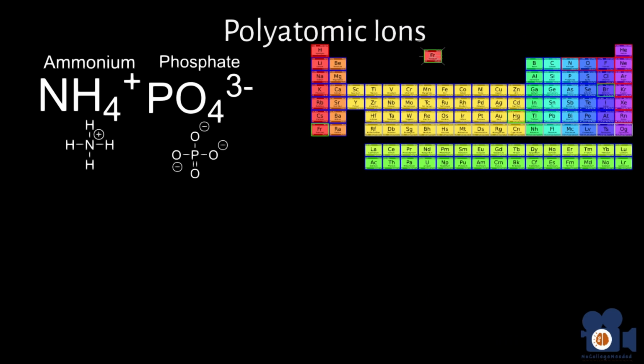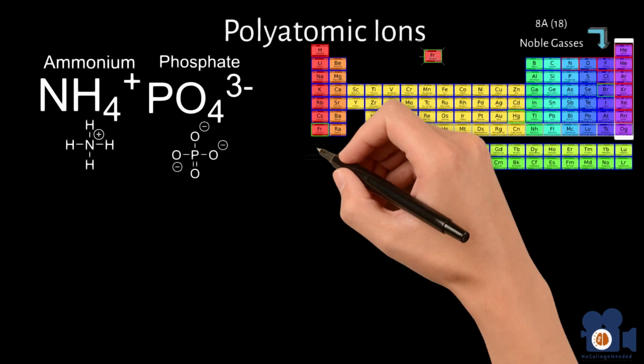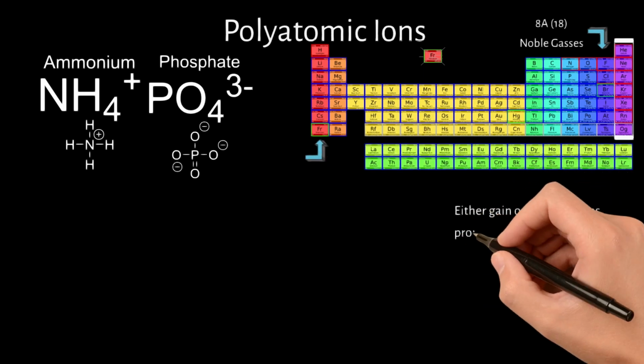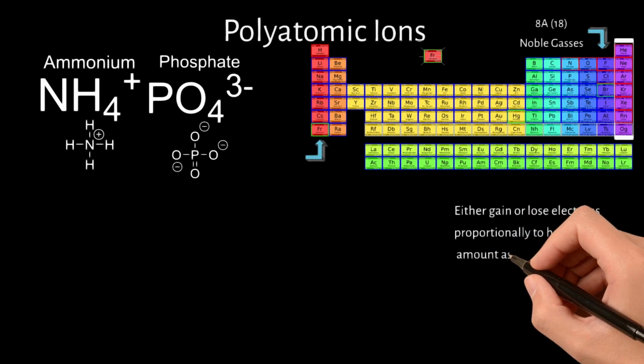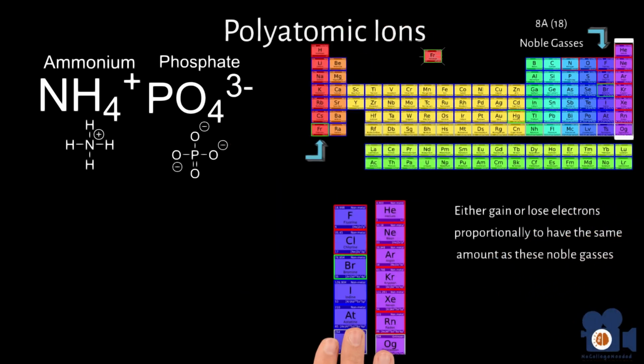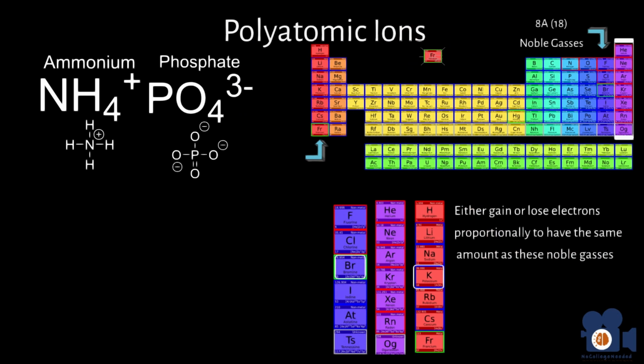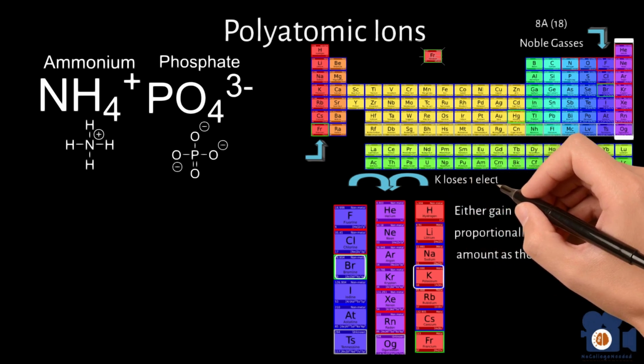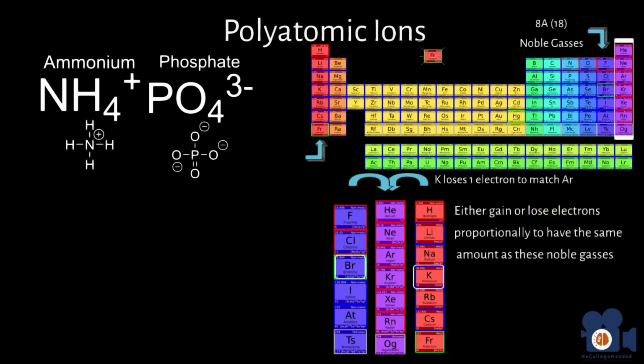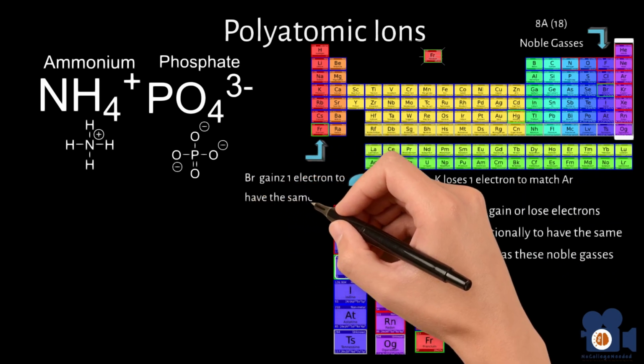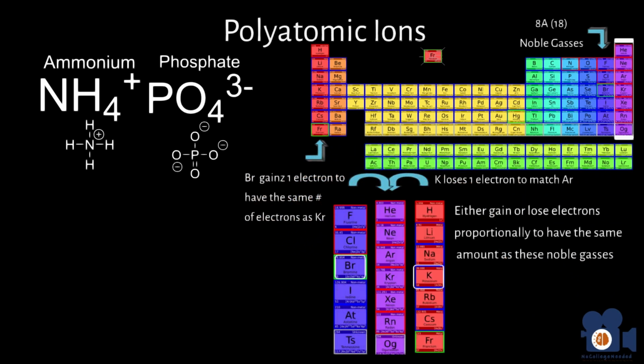The elements of group 8A are called noble gases and are called this because they tend not to react with other elements due to their stability, which comes from the number of electrons they have in their outer shell. Elements close to this column will either gain or lose electrons proportionately to have the same amount as these noble gases. For example, the previous example of potassium and bromine in the periodic table, we can see that both are 1 electron away from the column. Potassium loses 1 electron to have the same number of electrons as argon, Ar, and bromine gains 1 electron to have the same number of electrons as krypton, Kr, which was exactly what we saw in our examples.